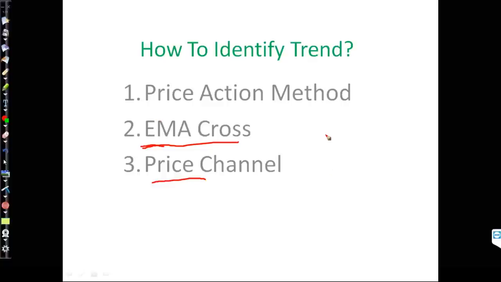When we get the three confirmations, one is the price action method, two is the moving average crossover, and the third is the price channel breakout, it's called price channel breakout, then we'll confirm that the market has just changed, whether the market is running uptrend or downtrend. One by one I will explain to you.